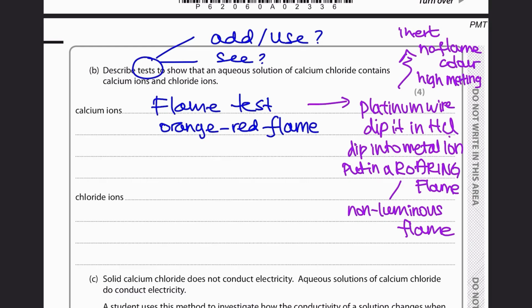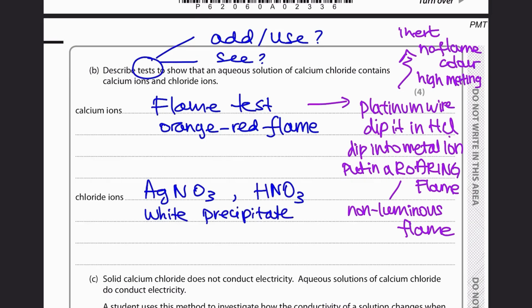And therefore, coming back up to this question now, when it's asking for the chloride ions test, you're going to add silver nitrate and also nitric acid, and then you're going to see a white precipitate. White because it's chloride. If it's bromide, you would put cream, and if it's iodide, you would put yellow.